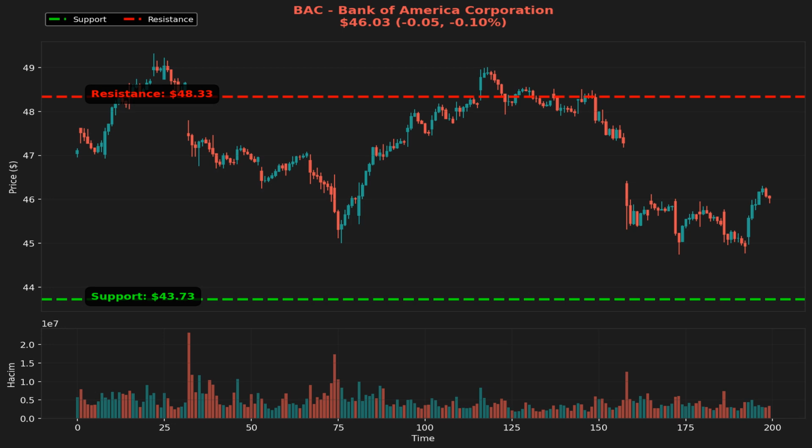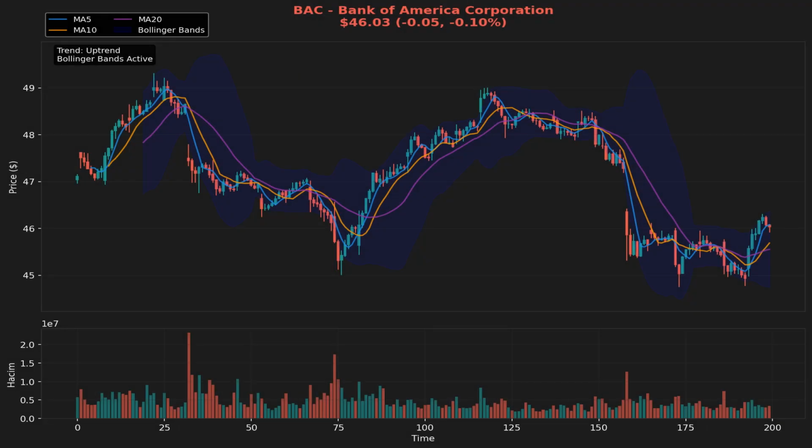Section 7. Market Scenarios. In a bullish scenario, if BAC can break above the resistance level at $48.33 with strong volume backing, it could signal the beginning of a new upward trend. Traders might look for higher price targets, potentially in the range of $50 to $52, depending on market sentiment and broader economic conditions. The positive RSI, MACD, and the positioning relative to moving averages would support this bullish outlook.